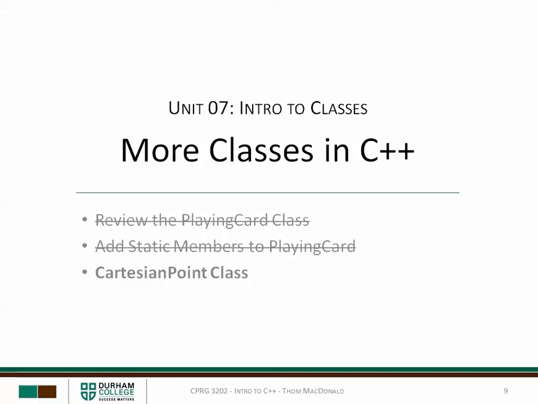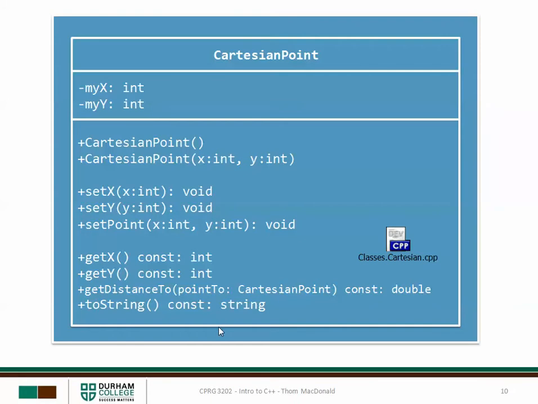Hi, it's Tom, and in this video we're going to create a new class called Cartesian Point, and then we're going to demonstrate that class by creating an array of Cartesian Point objects. My plan for the class is similar to the very first lab that we did at the very beginning of the course, but it's incorporating a lot more of the concepts that we did throughout the course.